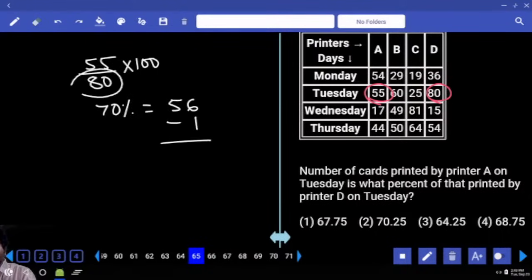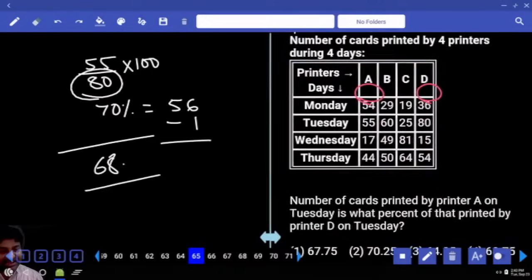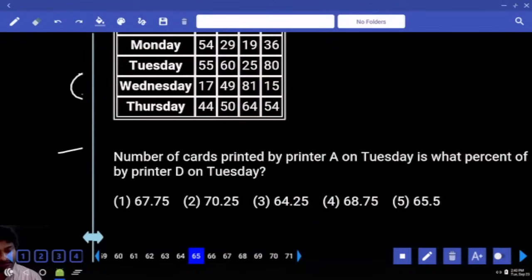1. What is 1% of the denominator? 0.8. We have to subtract a little bit more than that. Then our answer should be 68 something, but less than 69, more than 68. Between 68 and 69, how many options are there? Only one. Fourth option, final answer. You understand? Right.